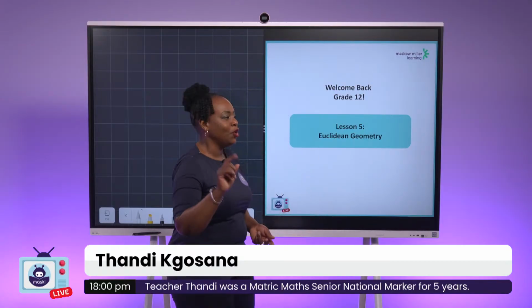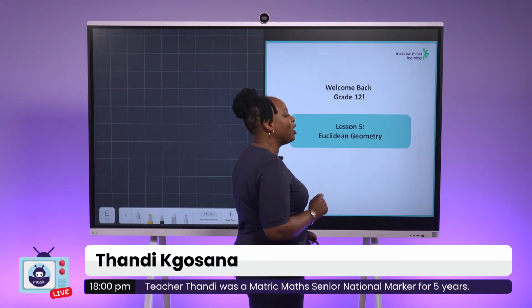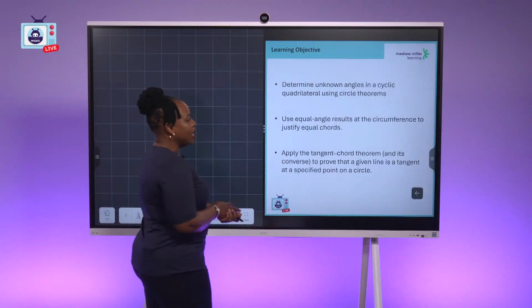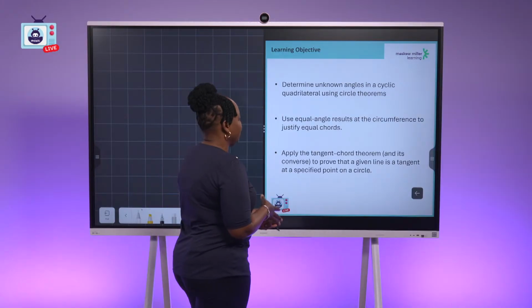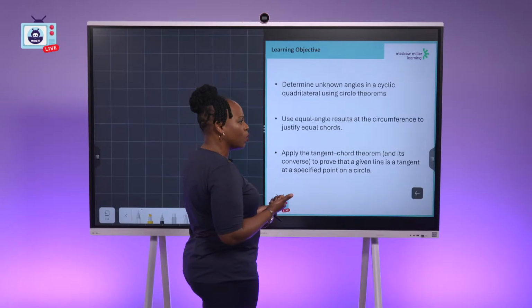Grade 12, we're not going to waste time with you because we know you're very busy preparing for your trial examination, and you have started somewhere. So let's see here. Today we are focusing on a very nice topic, Euclidean geometry. Let's hit the ground. At the end of this session, we need to be able to determine known angles that are given on the cyclic quadrilateral.